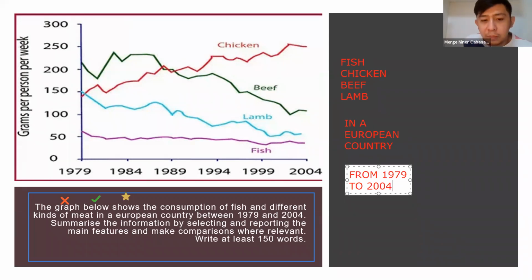You know what the problem is? Many people use from 1979 and 2004. That's wrong. Some would say between 1979 and 2004. That's also incorrect. Because the thing is, from and to, they are made for each other. Okay, they're meant to be. Between and and, they're meant to be. So you cannot use from and and together. You cannot use between and to together.